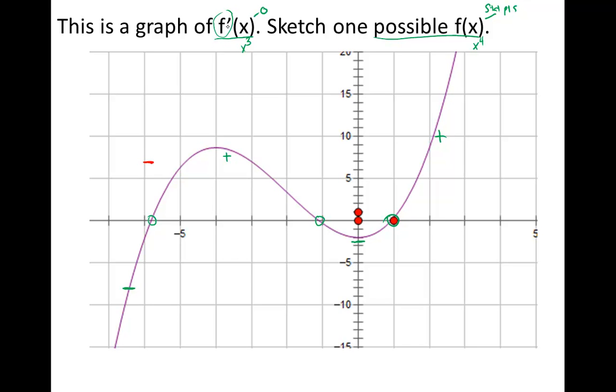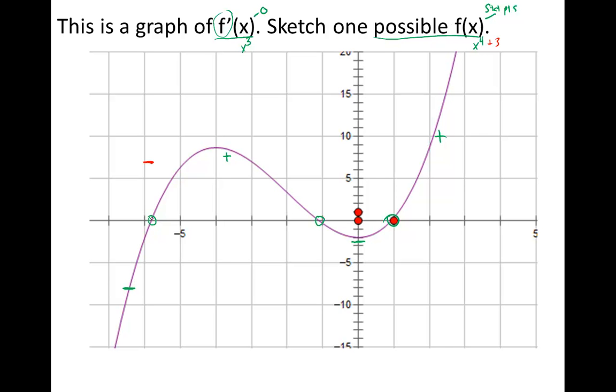Remember, when you take a derivative, you lose the constant from the f of x. So if this was x to the 4th plus 3, you lose that plus 3, and that plus 3 is your vertical transformation. And so that's gone. If all you have is the derivative, you can't find the exact f of x. That's why it states one possible f of x.